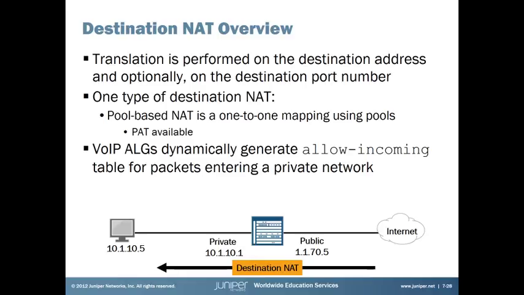This is often referred to as port forwarding as well. Port forwarding is really destination NATing. It's the same thing, just a different name, but exactly the same thing. So one type of destination NAT is pool-based NAT. It's a one-to-one mapping using pools.